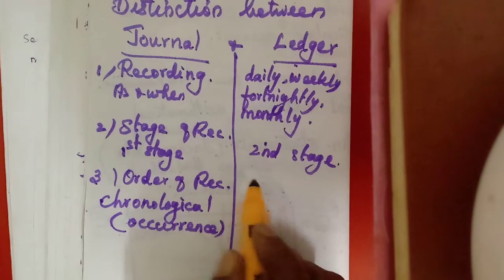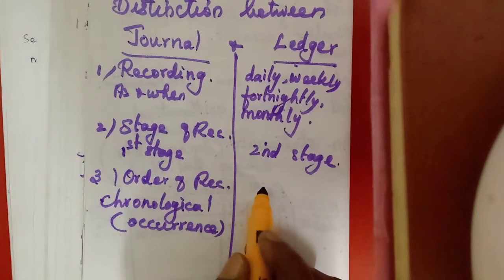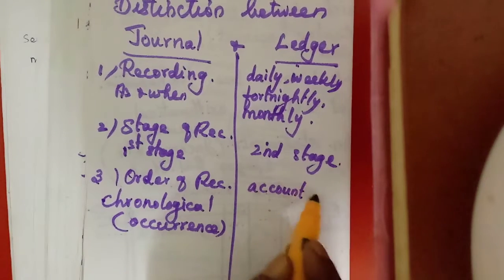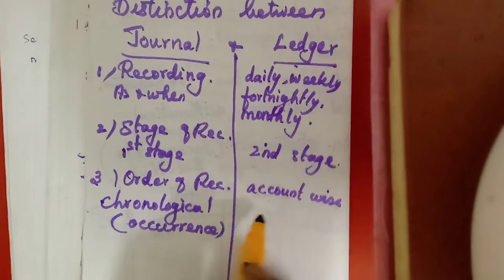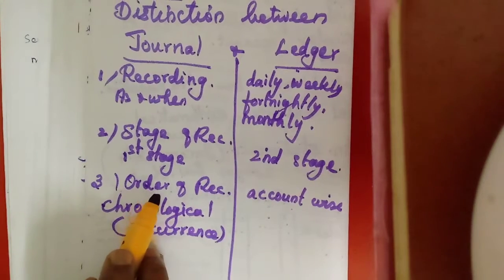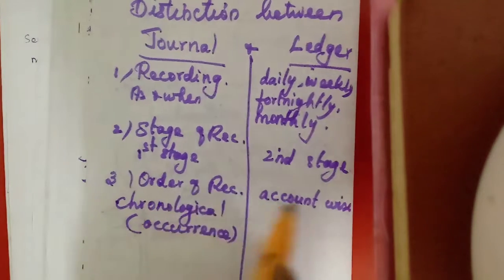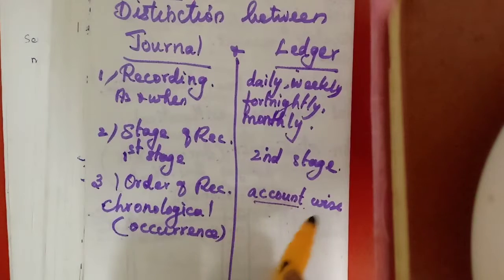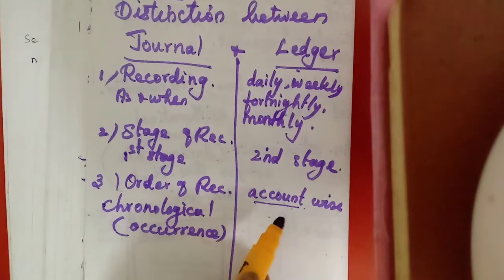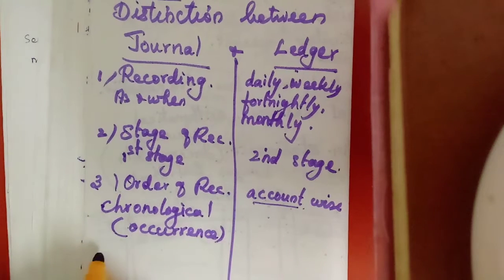But here the posting in the ledger will take place in which order? Account-wise order. That means today if we post, they will check the journal entry, the first journal entry. What is the first account? That account will be posted first. So here posting is made only account-wise.